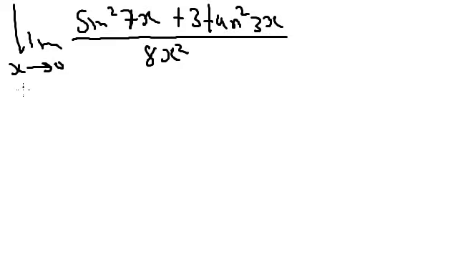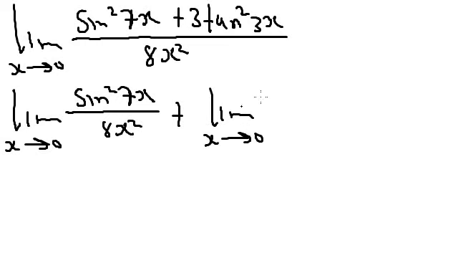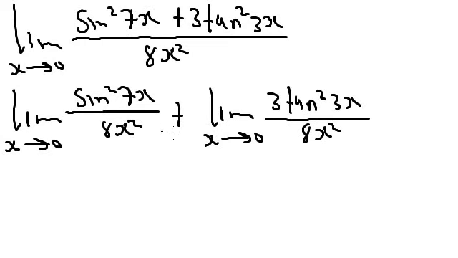In fact, I will distribute the limit straightforwardly. So let's have the limit as x approaches 0 of sine squared 7x all divided by 8x squared, plus the limit as x approaches 0 of 3 tan squared 3x all divided by 8x squared. Okay, we're still doing math. All we have done is split the fraction and the limit. Now we can focus more on this.